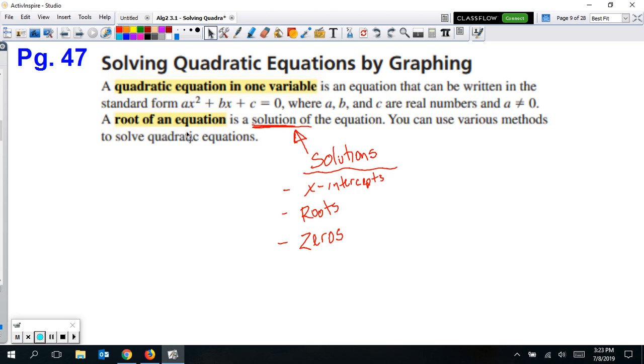Root of an equation is a solution. Now there's different ways we might want to say the solutions. The solutions might be asked as x-intercepts. Those are solutions of the equation. It might be said as roots, the roots of an equation. That's the same thing as saying the solutions of the equation. Or the third way might be zeros of the equation. So it might say find all the zeros, and that's the same thing there as finding the solutions.